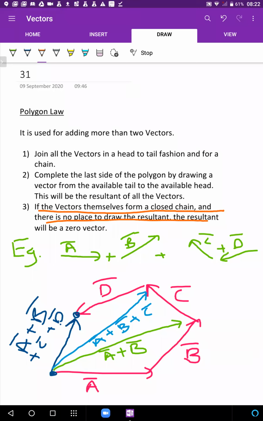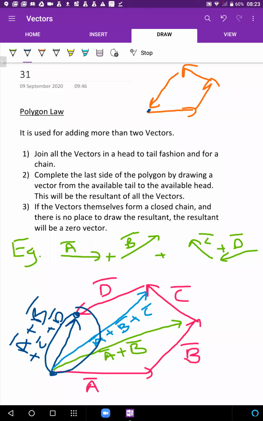But what is this third one saying? If the vectors form a closed chain, it means that while adding 3, 4 or 5 vectors, your polygon itself became a closed polygon. So by the rules, my fourth side will be this. I'm going to try to draw a vector from the available tail to the available head, but there's no place for me to draw this vector. Here, there was space and the chain was not closed, so a vector could be drawn, but here I want to draw the resultant, and there's no place for me to draw it.